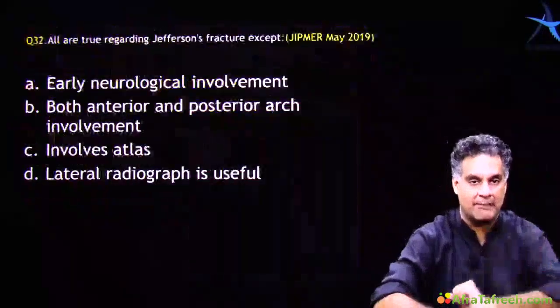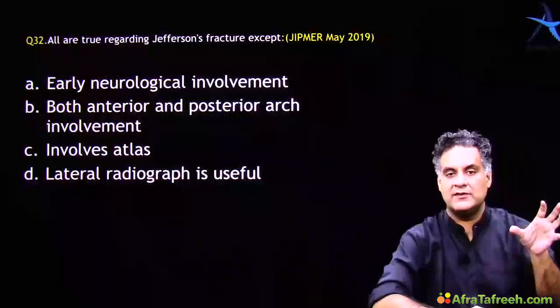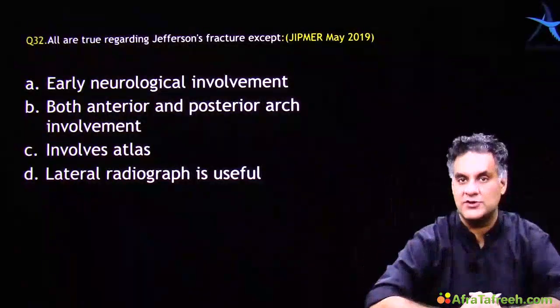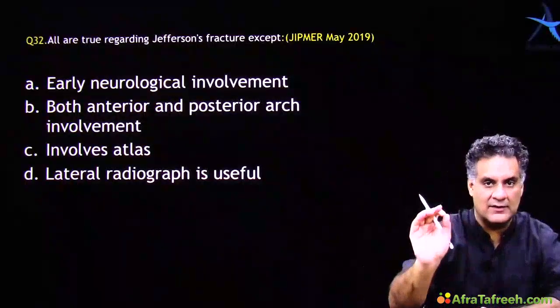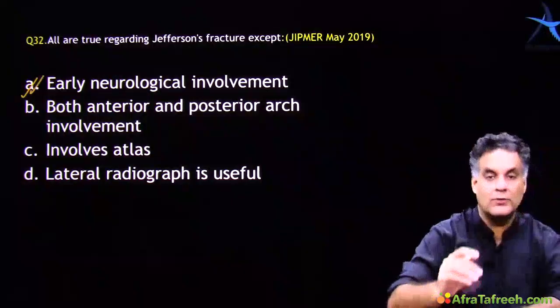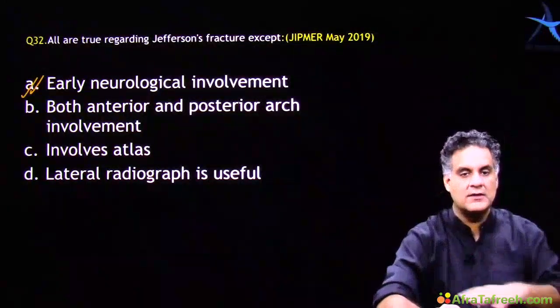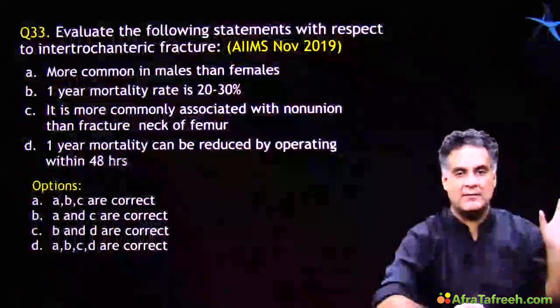Back-to-back AIIMS and NEET exam. All are true regarding Jefferson's fracture, except... Remember, the upper cervical spine has a lot of space for the neural tissues. That is why C1, C2 injuries rarely have neural deficit. So they don't have neural deficit in Jefferson's fracture. It is a disruption of the arch, involves the atlas, and X-rays can be normal.